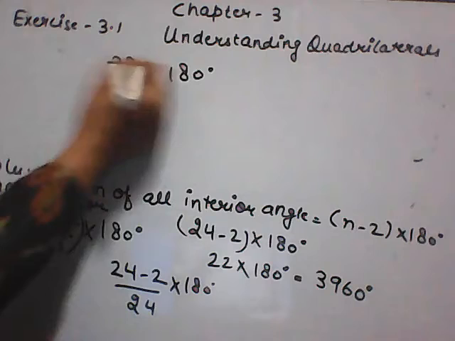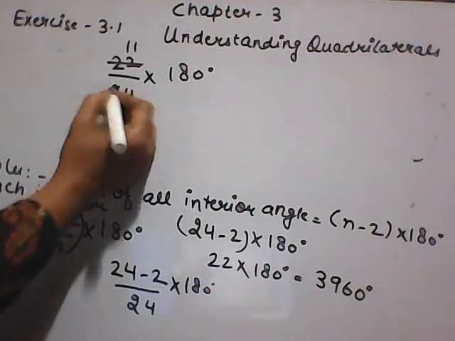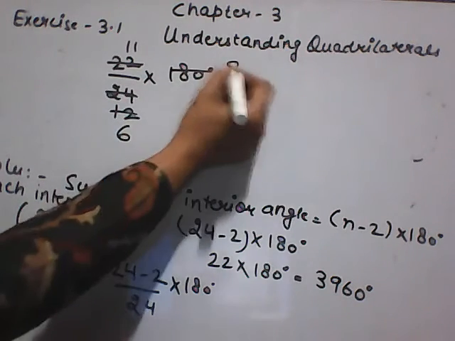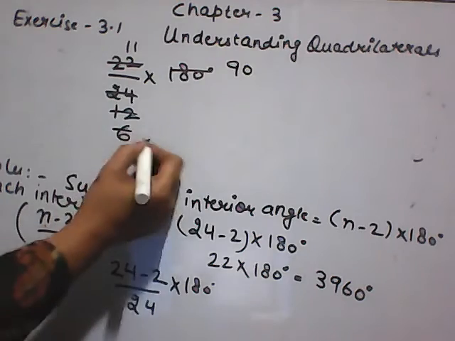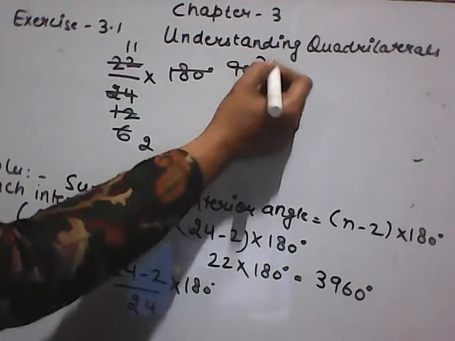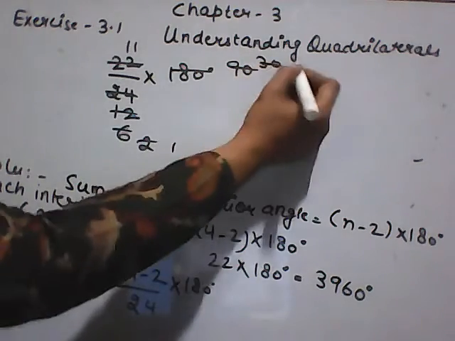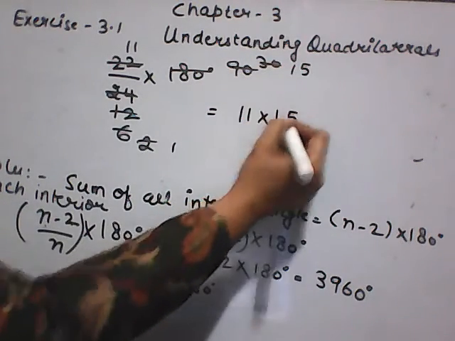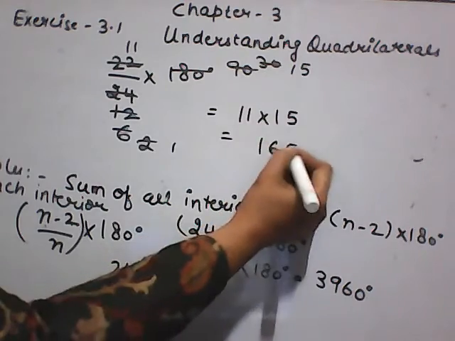Let's solve. Cancelling common factors step by step, we get 11 multiplied by 15, that is equal to 165 degrees.